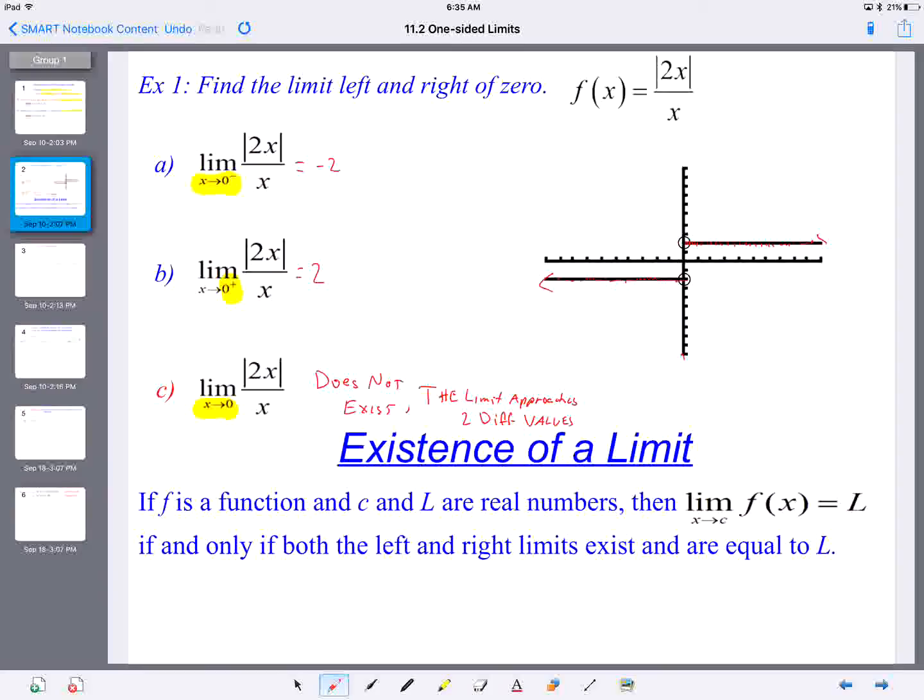So, the existence of a limit. If f is a function and c and L are real numbers, then the limit exists if and only if both the left and the right limits exist and are equal to the same value. So really what we talked about yesterday, just fine-tuning that and explaining, the left side and the right side have to be the same for the limit to exist. In this case, that's not true.